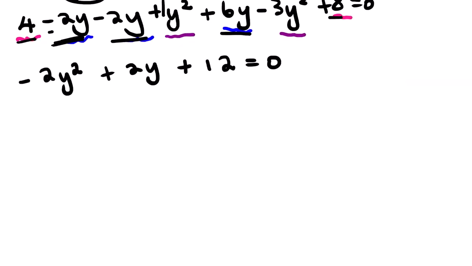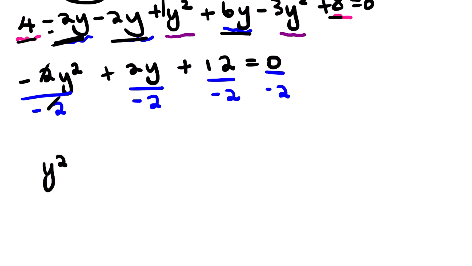Then in this case we are going to divide by -2 since we are looking for positive 1 as our coefficient of the leading term. So we divide all the terms by -2. Then this will result into 1, so we have y squared, this will be negative y, this will be -6 is equals to 0.